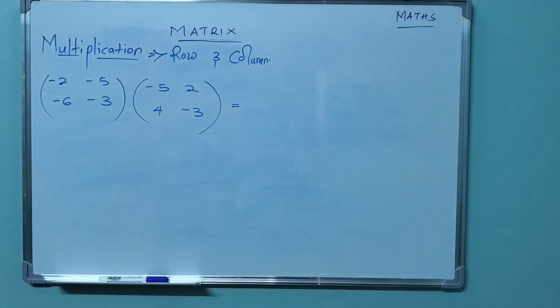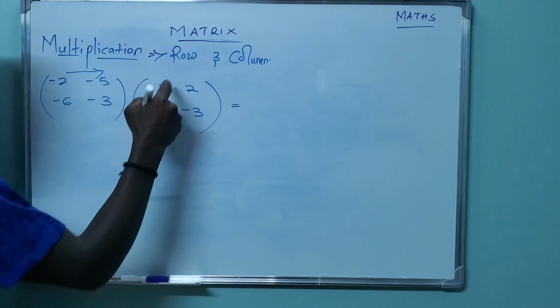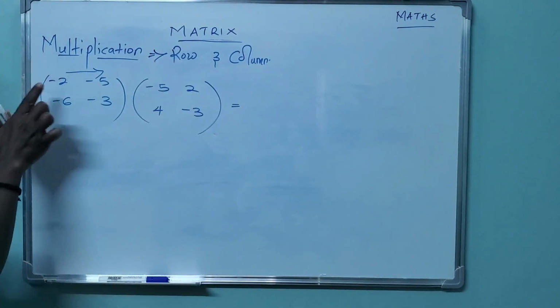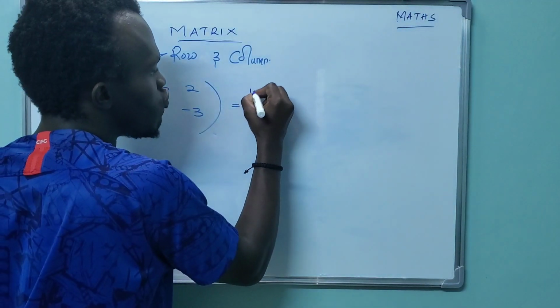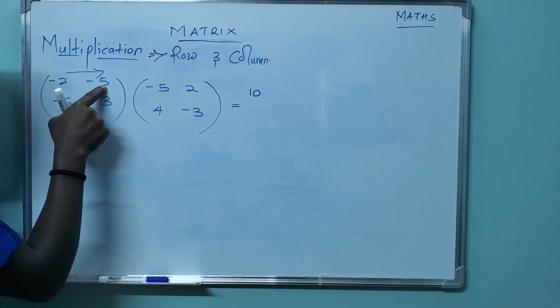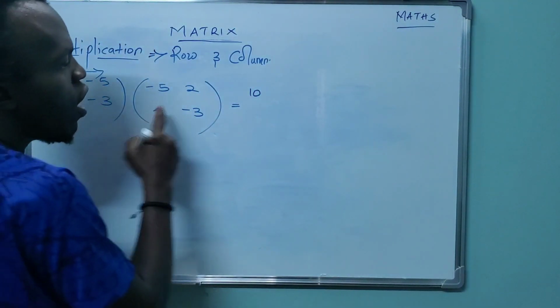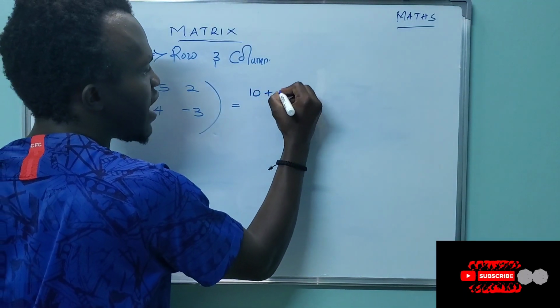What am I going to have there? Now, remember, I've said you have to start with the first row and the first column, then the first row and the second column. Once you're done with the first row is when you go to the second row. Now let us begin. The first row, I'm going to multiply with the first column and the second column. So I'm going to have here -2 multiplied by -5, that is going to be 10. Then -5 multiplied by 4, that is going to be plus -20.